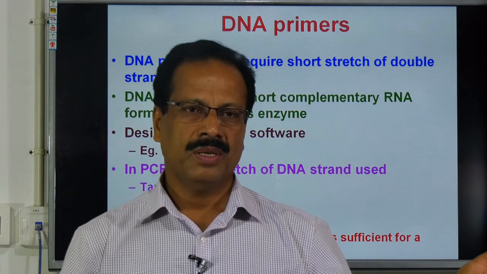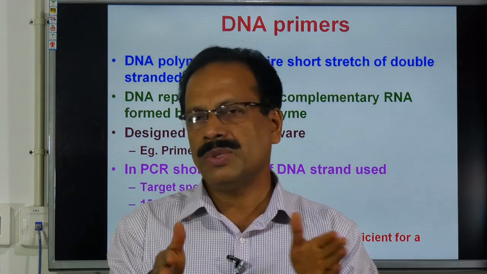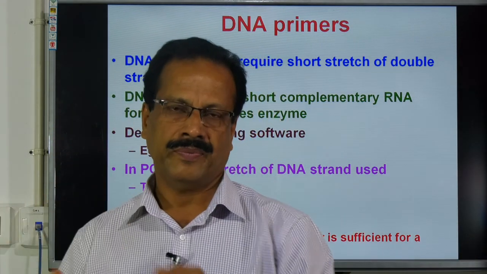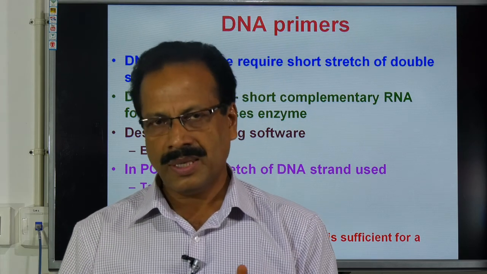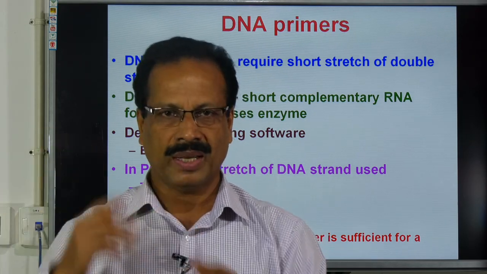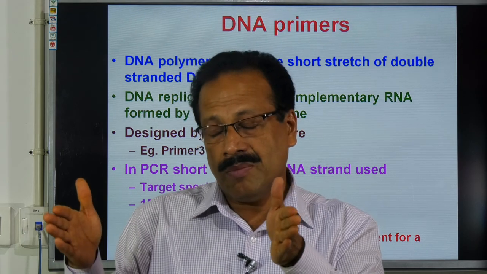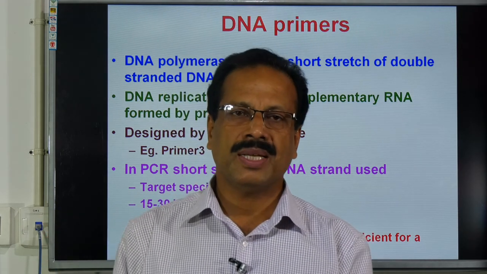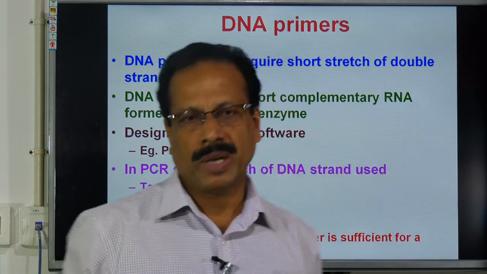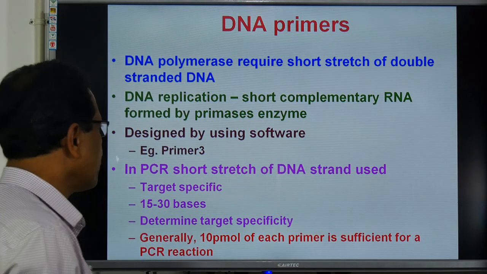And you can choose. Normally we choose a primer length between 18 to 30 bases. Shorter primers are good for higher amplification, but if the primer is short, there is a high chance of mispriming. I will show that in the next slide.